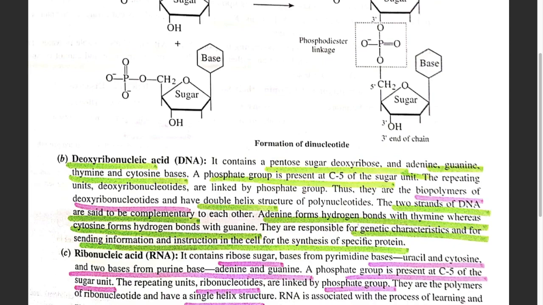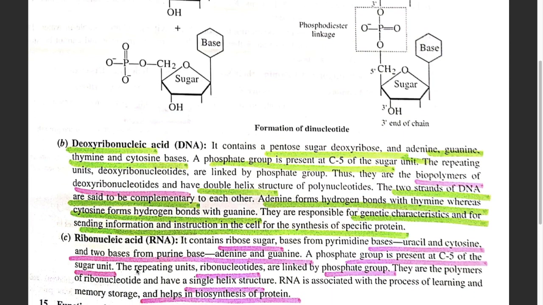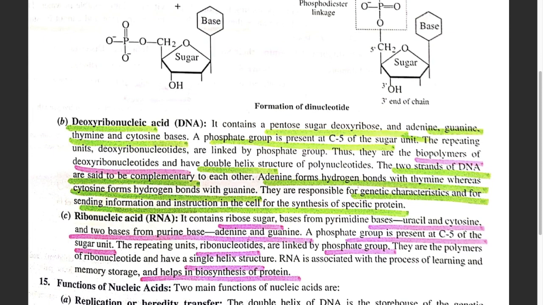Now we come to the next nucleic acid, and that is the ribonucleic acid, RNA. In RNA, the components are the ribose sugar. It contains the bases uracil, cytosine, adenine and guanine. That means in DNA, the thymine is replaced by the uracil in RNA.